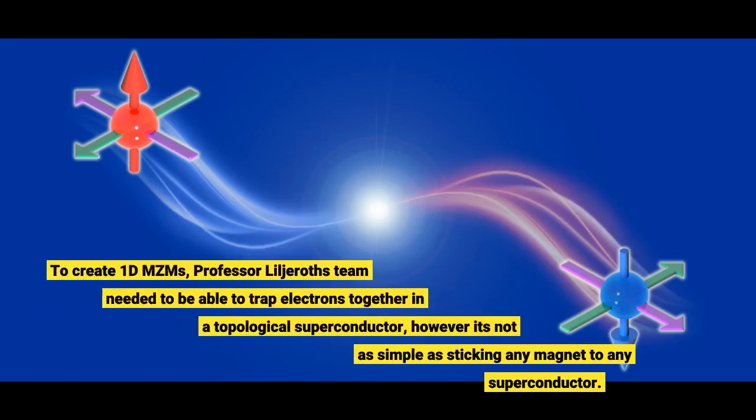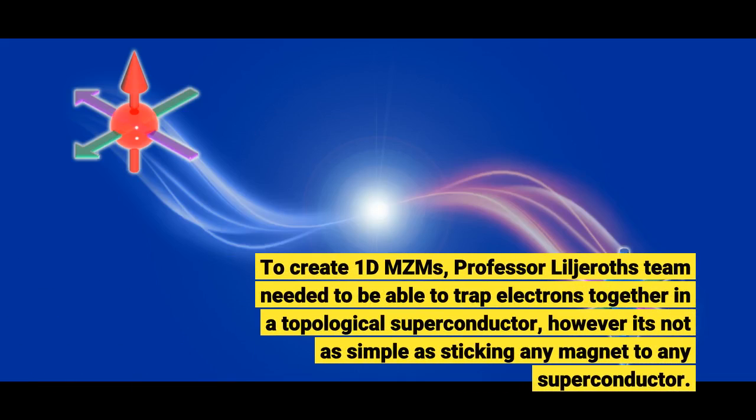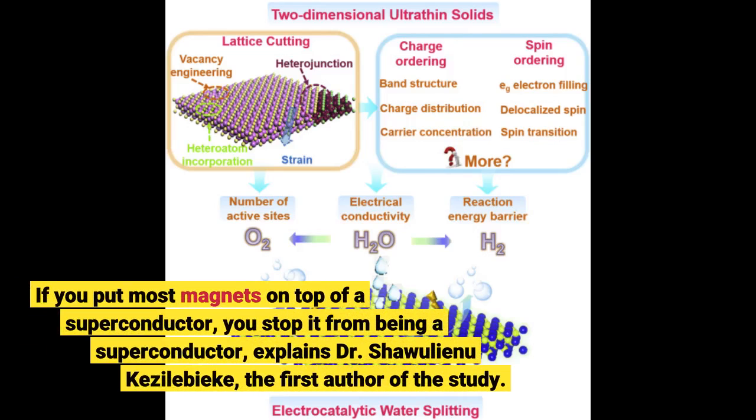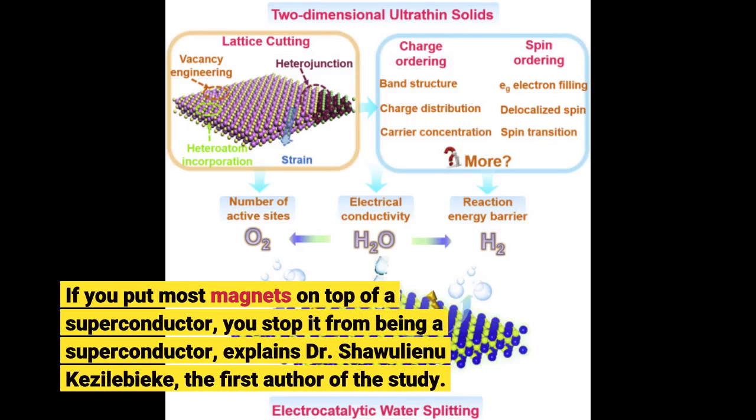To create 1D MZMs, Professor Liljeroth's team needed to be able to trap electrons together in a topological superconductor. However, it's not as simple as sticking any magnet to any superconductor. If you put most magnets on top of a superconductor, you stop it from being a superconductor, explains Dr. Shawulienu Kezilebieke, the first author of the study.